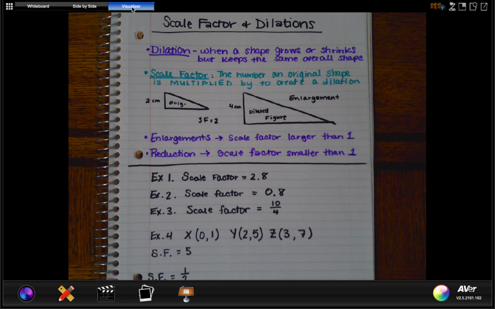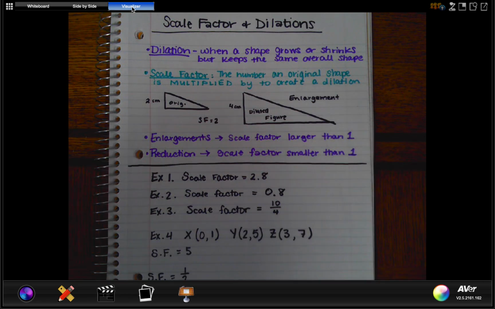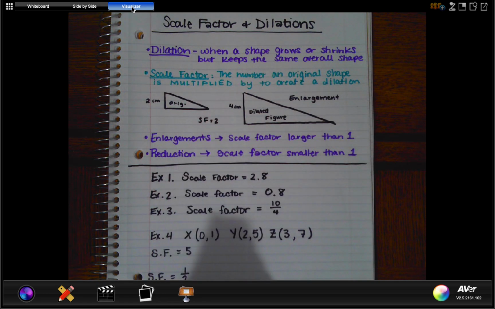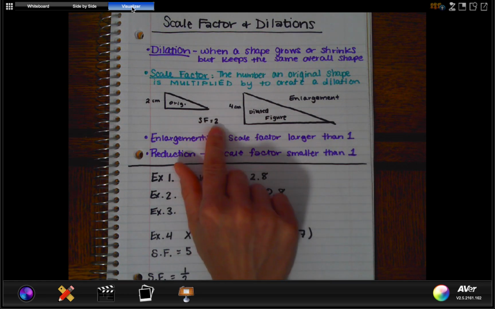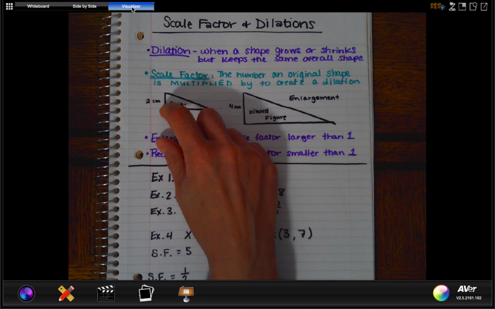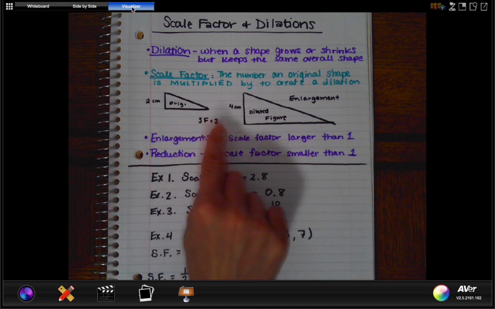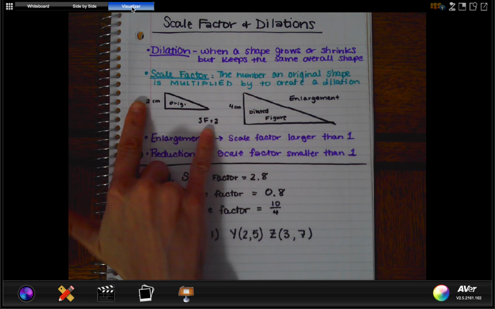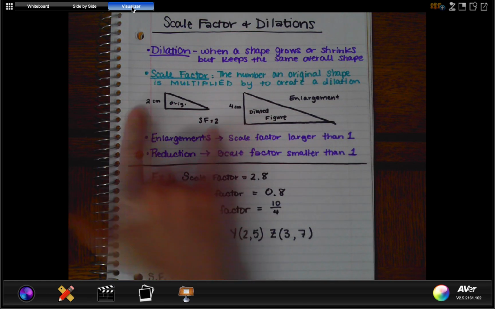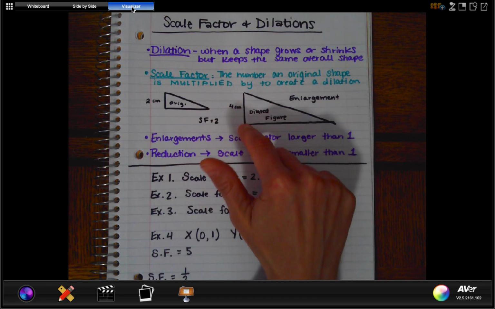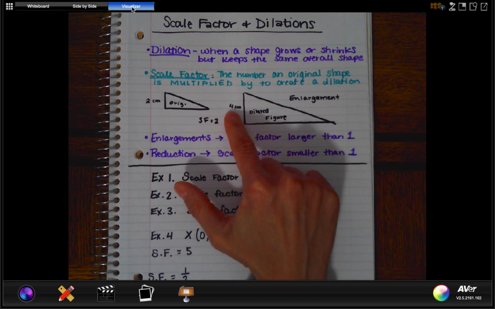The scale factor is the number the original shape is multiplied by to create the dilation. So the scale factor in this case I chose was 2. So if this little side here was 2 centimeters and I dilate it by a scale factor of 2, what I'm essentially doing is multiplying them to get my new figure. So this side, the matching corresponding side here, would be 4 centimeters.